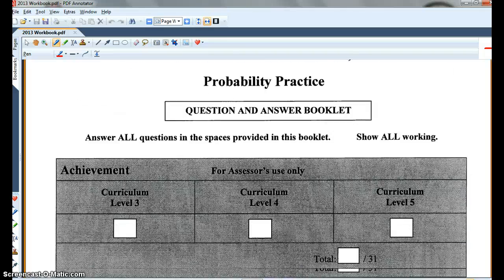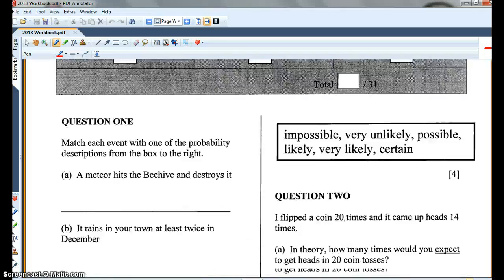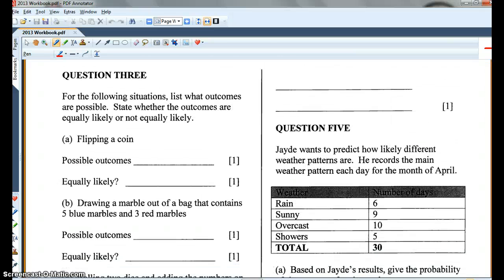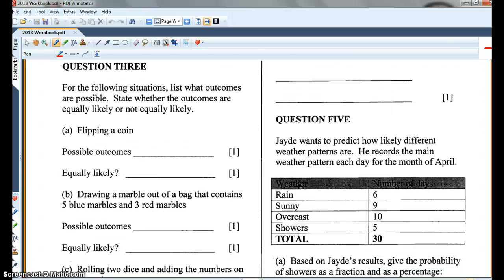So here you have your practice test, and the other video has got the answers to that, so you'll have to look at that. Question 3. For the following situations, list what outcomes are possible. State whether the outcomes are equally likely or not likely.